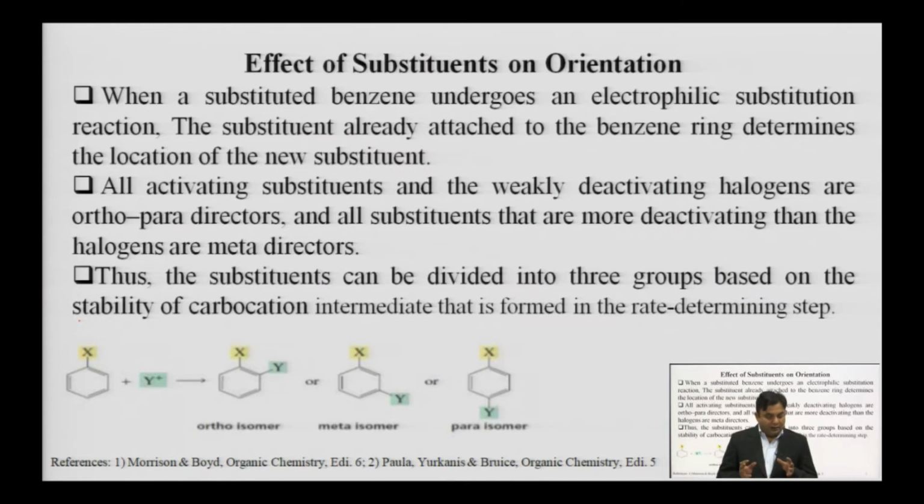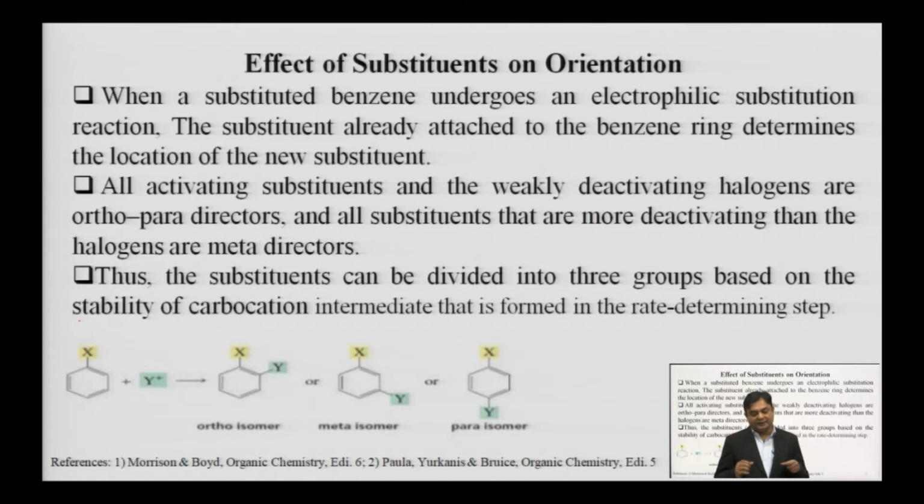Now, we can say that all activating substituents and the weakly deactivating halogens are ortho para directors, and all the substituents that are more deactivating than the halogens are meta directors. In short, we can say that. Thus, the substituents can be divided into three groups, as I told you. First is ortho para directing or activating group, second meta directing or deactivating group, and third is halogens, which are deactivating but ortho para directing.